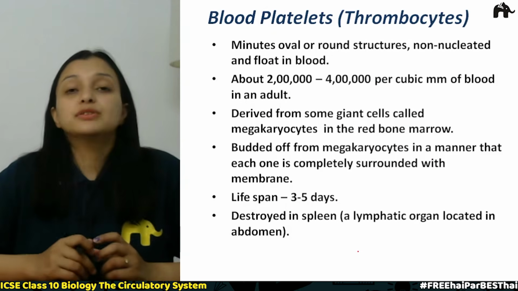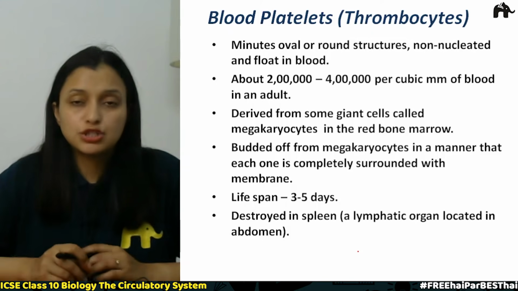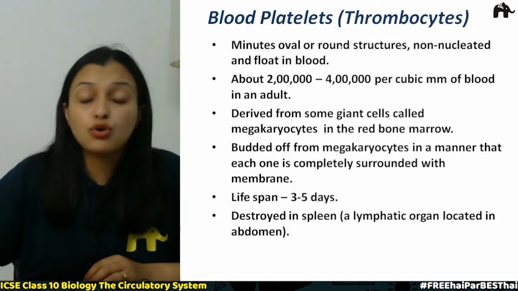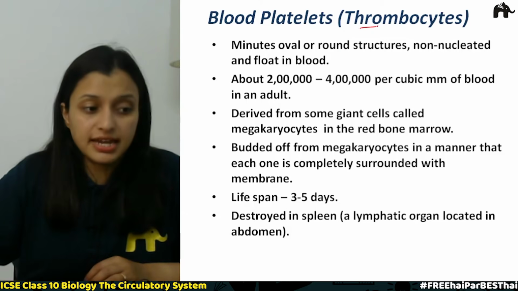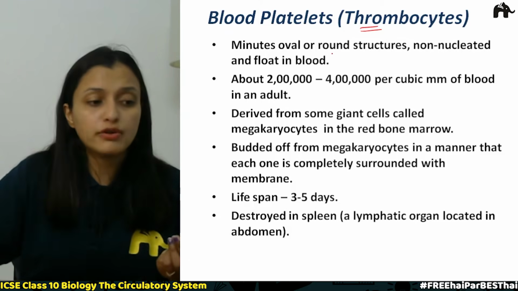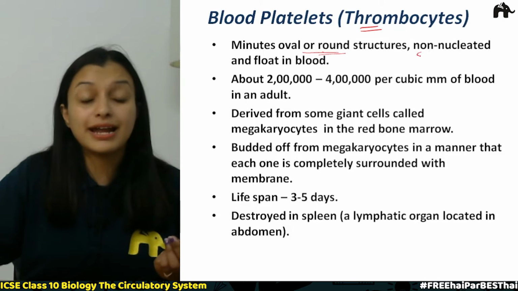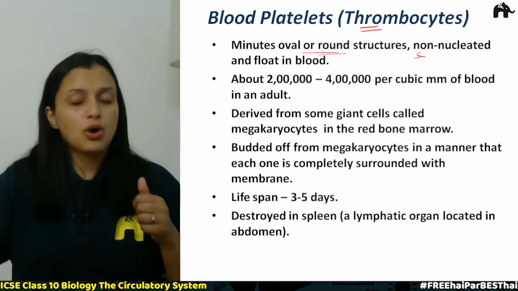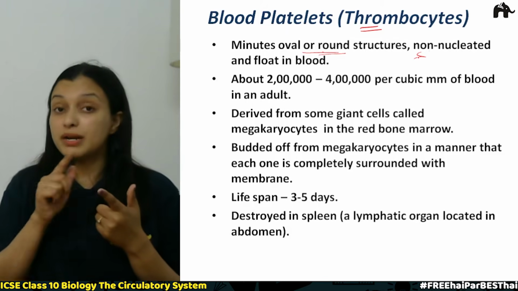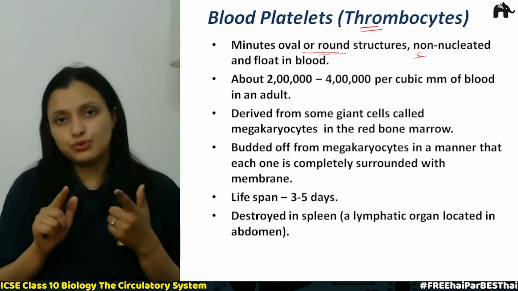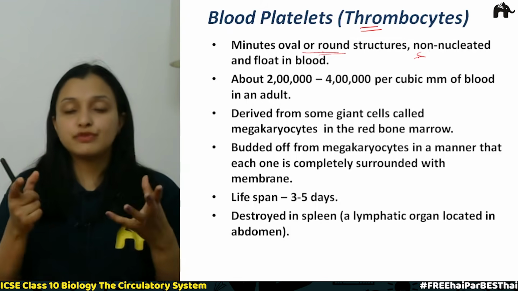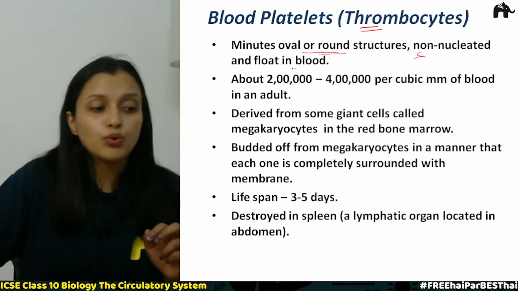Okay. Now the next is blood platelets. These are the third type of cells found in our body, and we also call them thrombocytes, right? These are very minute bodies, oval or round in structure, and they are non-nucleated. RBCs were also non-nucleated, they do not have a nucleus, but all the WBCs have a nucleus, right? Platelets also do not have a nucleus, and they float in the blood.